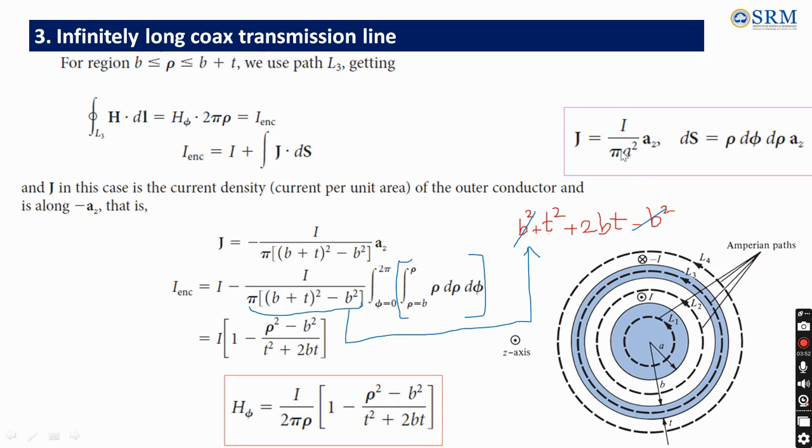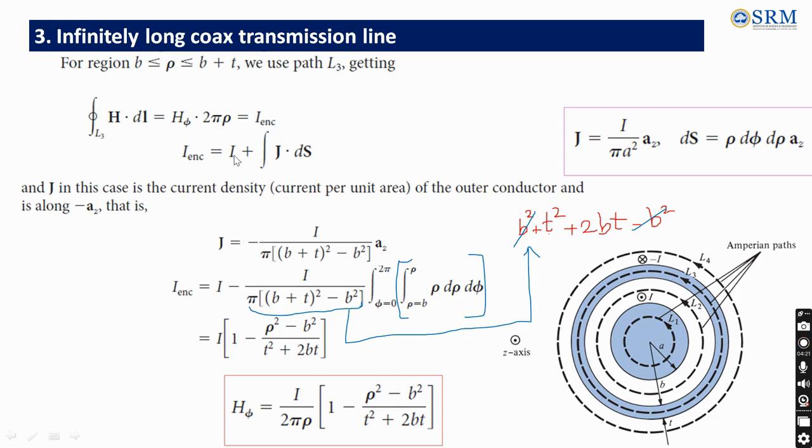So the area of the circle is pi a square. But here, if you consider the area for this Ampere path L3, how should I write it? It is (b plus t) the whole square. I have to consider b plus t, and I have to subtract b square. Okay, pi a square, only written in a different way. And it is followed by a_z, so the unit vector direction is negative.